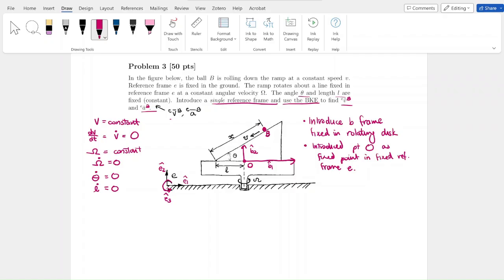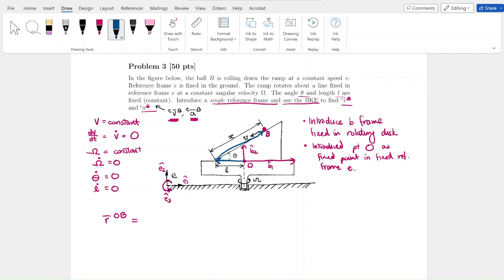It's because we're trying to find the velocity or the acceleration with respect to E. So we have to have a point that is fixed in E if we want to find the velocity with respect to the fixed frame. Okay, so now we have a frame that we've introduced, so we can write our position vector as O to B, which is equal to, so how do we get from O to B? You can first travel along here, and then you can travel up to B.